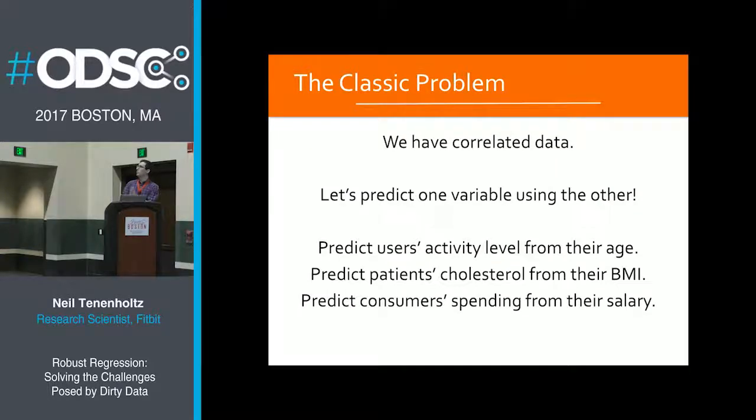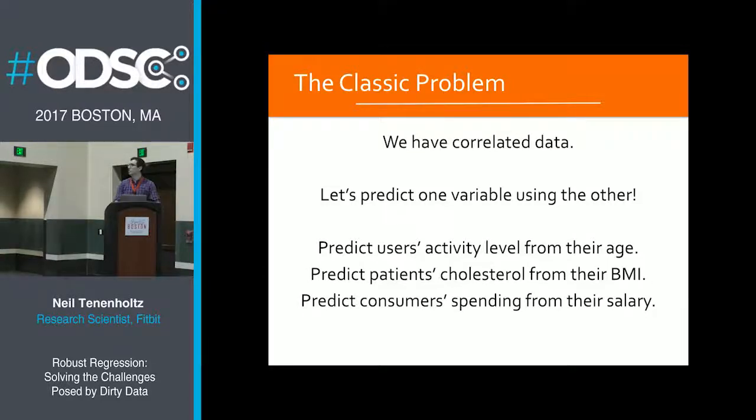So, regression. Hopefully, most of you are aware of what it is. It's the classic problem, right? We have some correlated data. Let's predict one variable using another. Maybe we want to predict a user's activity level given their age. Maybe older people become more sedentary, and we want to track that. Maybe we want to predict a patient's cholesterol from their BMI or consumer spending from their salary. These sorts of problems vary across domains.